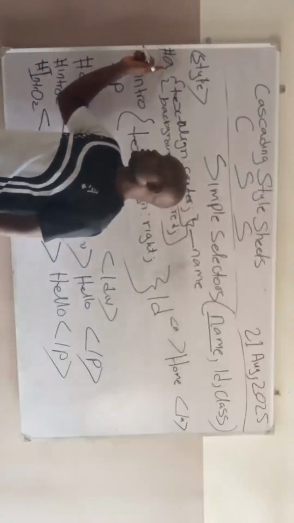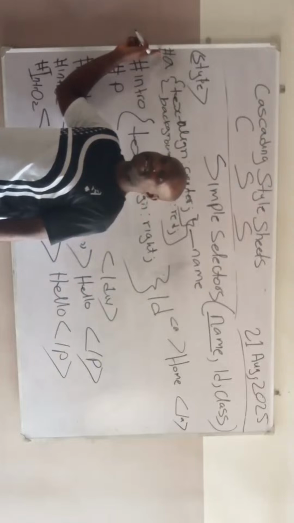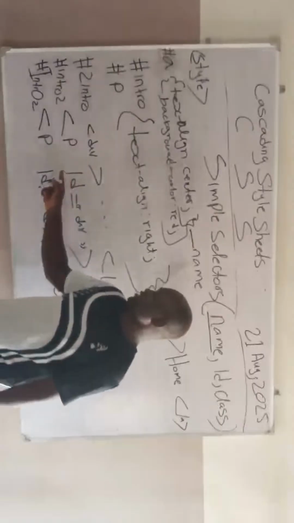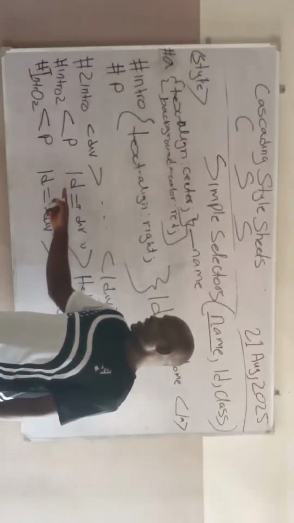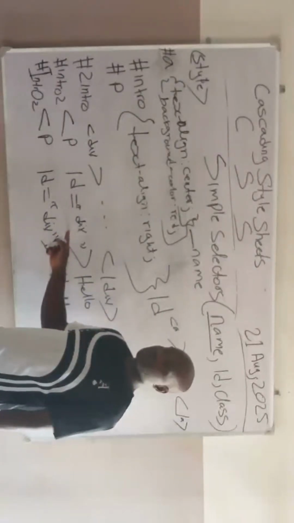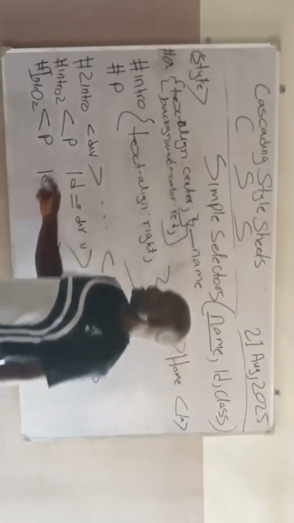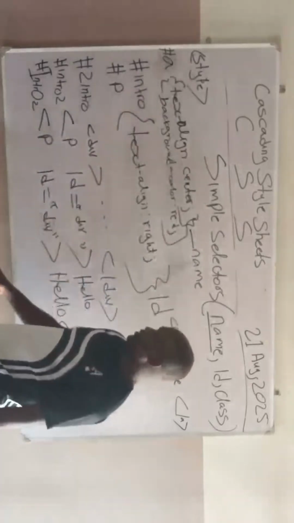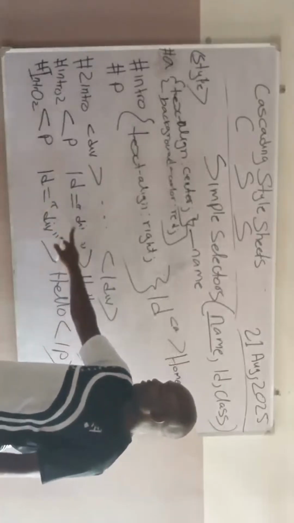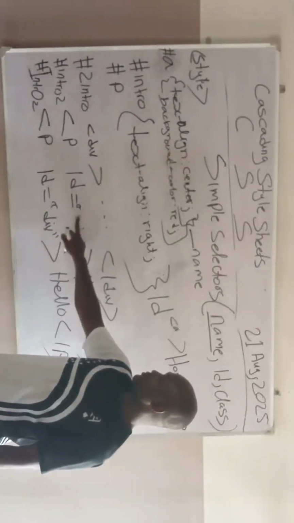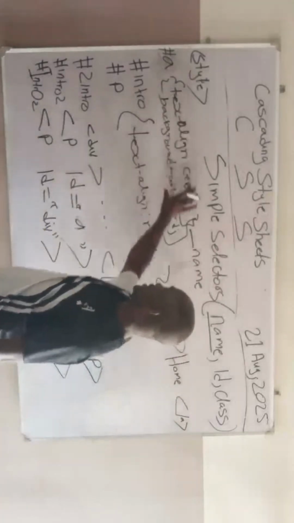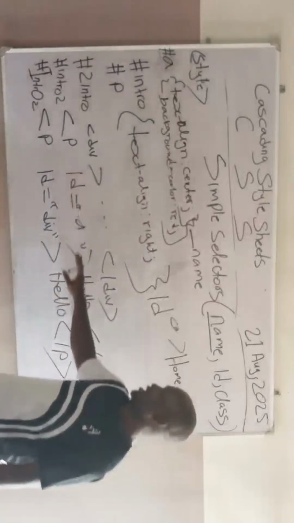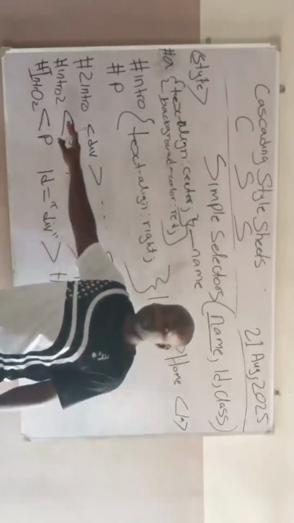Once you put the hash, it's no longer a name selector, it's an ID selector. Then in that case, you have to give an ID: you go to the element and give it an ID name. You understand this part, right? So since I have my A here, if I want to target this paragraph, my ID name here will be A. So once I do this, every declaration inside here will affect this particular element.